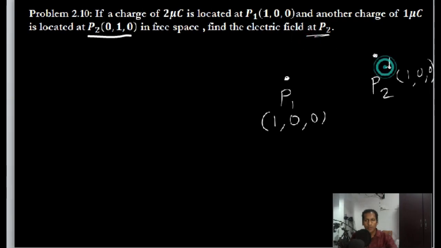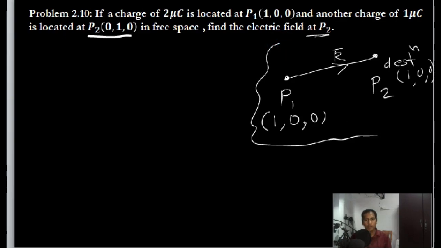So P2 is the destination. This information we require to find the position vector R, which is given by destination point minus source point. So our position vector R bar is given like this. Okay, so this is the setup. Now this is a two-dimensional setup. If we want to imagine this in 3D, we can consider a three-dimensional setup.